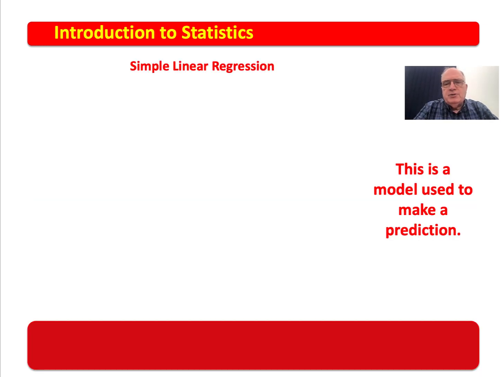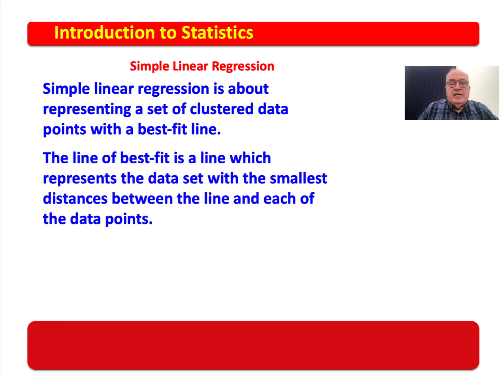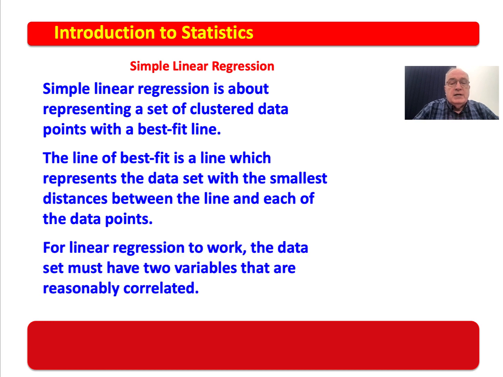Simple linear regression is a model used to make a prediction. And simple linear regression is about representing a set of clustered data points with a best fit line. And the line of best fit is a line which represents the data set with the smallest distance between the line and each of the data points. And for linear regression to work, the data set must have two variables that are reasonably correlated.